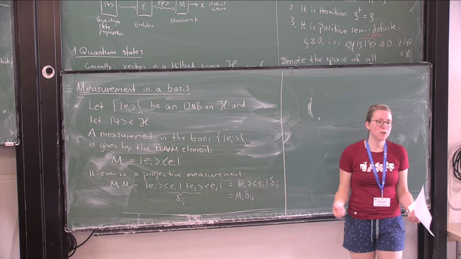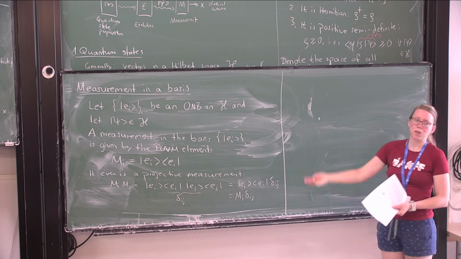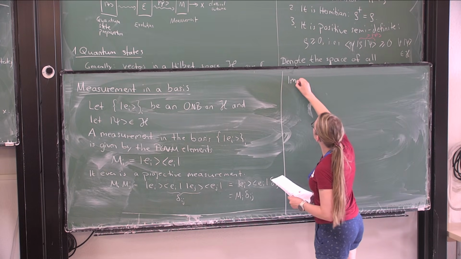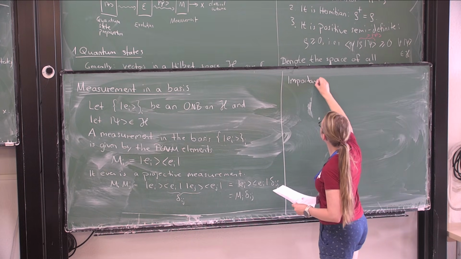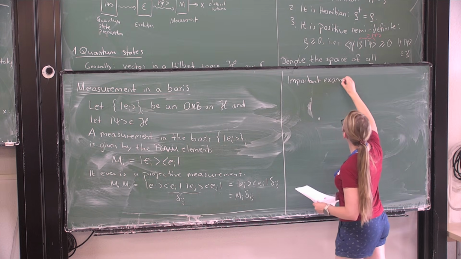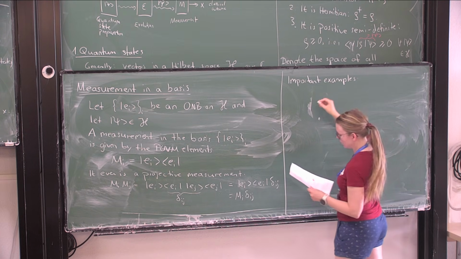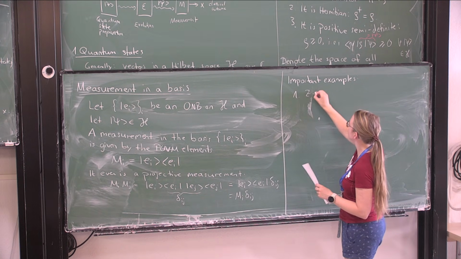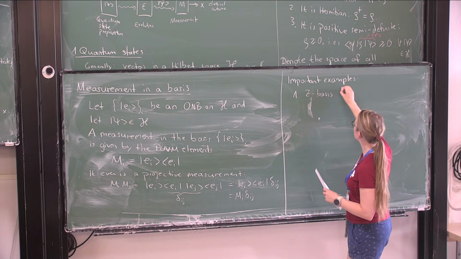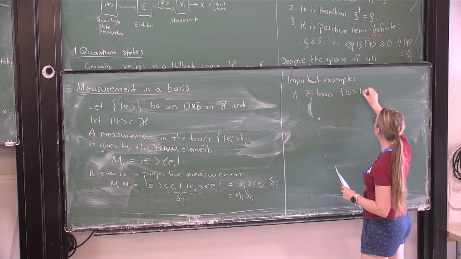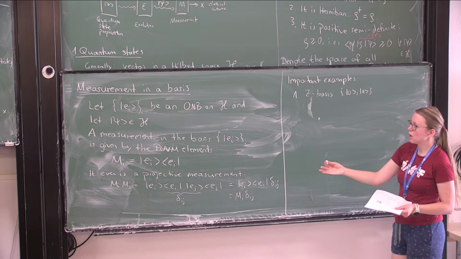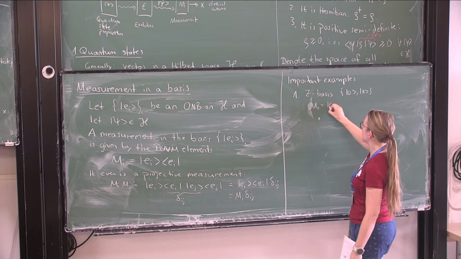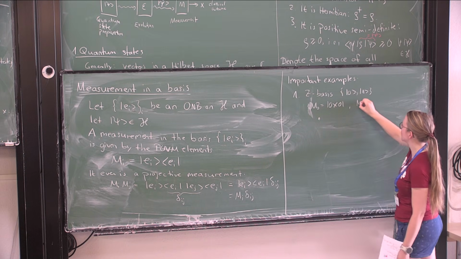The important examples that we need in terms of measuring the bases are the ones that we introduced in the beginning, the computational and the Hadamard basis. So do that basis. So 0 and 1. It means we only have two POVM operators. It's very easy to set up this measurement.